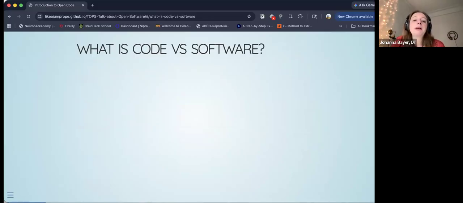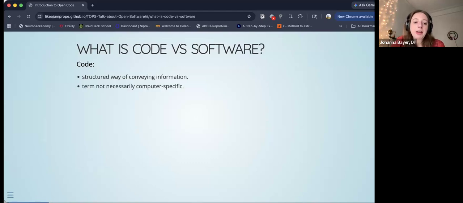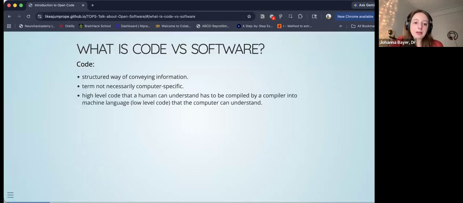So what is open code versus software? Code is a structured way of conveying information. The term is not necessarily computer specific, as you probably know. You can also have Morse code, for example. There's high level code that humans can understand, and this code usually needs to be compiled into machine language, the low level code that the computer can understand. So there are two levels of code.